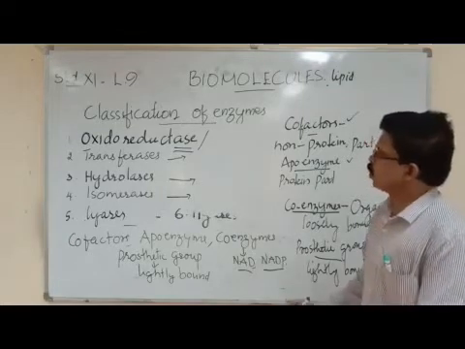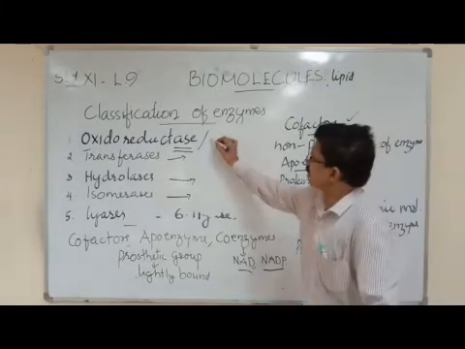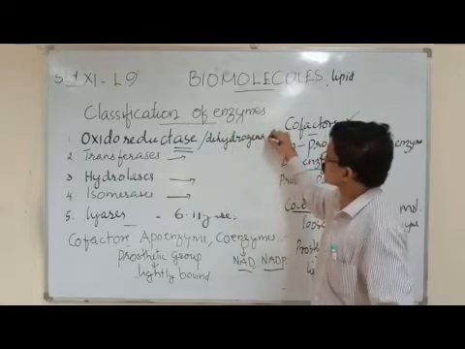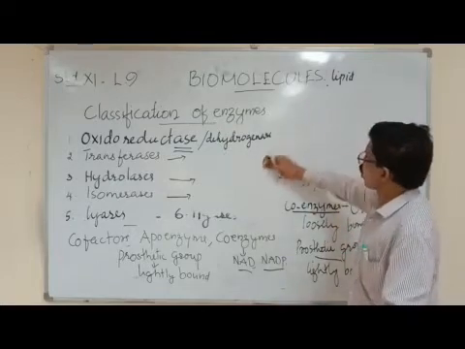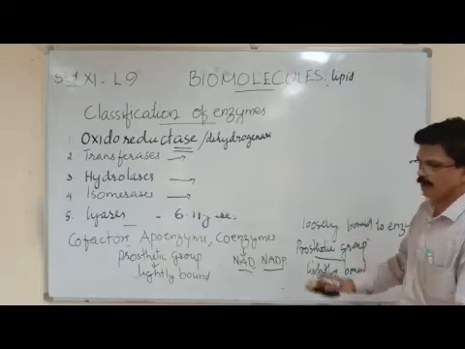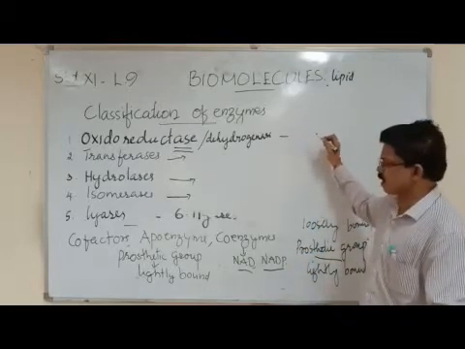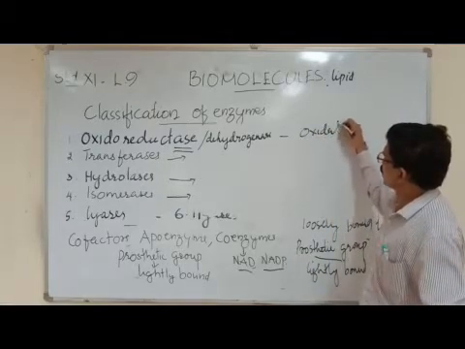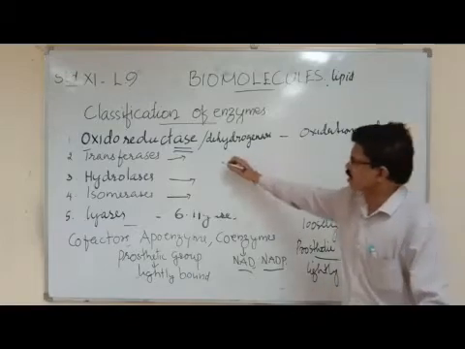Enzymes are classified into 6 types: oxidoreductase and dehydrogenase. What is the function of this enzyme? This enzyme catalyzes oxidation reduction reactions as in respiration. During respiration, oxidoreduction reaction takes place. So, this oxidoreductase or dehydrogenase enzyme catalyzes oxidation reduction reaction. Now, the second one is transferases.